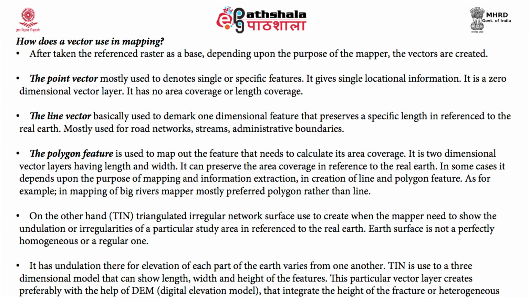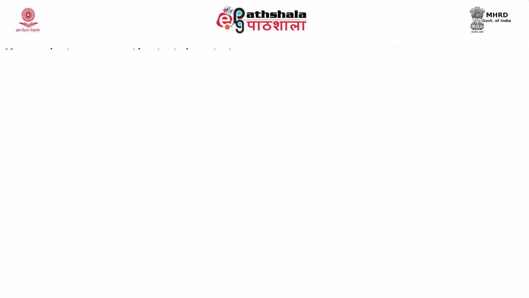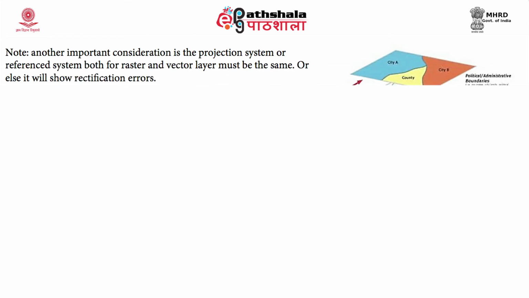This particular vector layer is created preferably with the help of DEM, that is digital elevation model, that integrates the height of the features or heterogeneous earth surface. A point to be noted here is that another important consideration is the projection system or reference system. Both for raster and vector layers it must be the same, or it will show a rectification error.